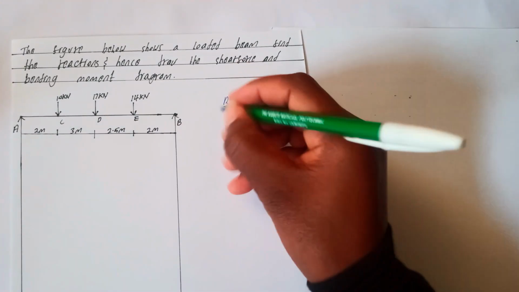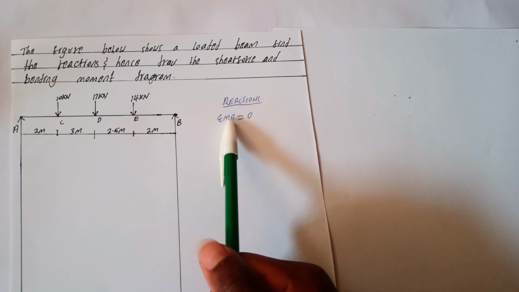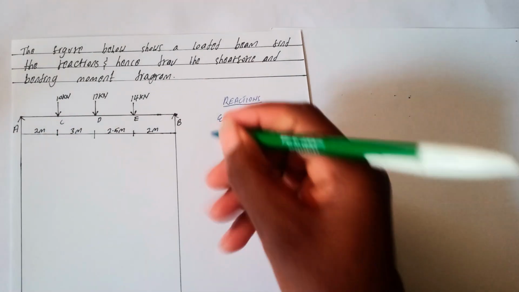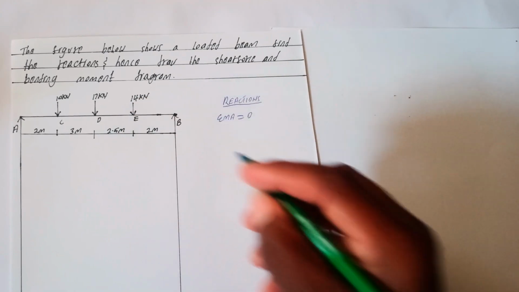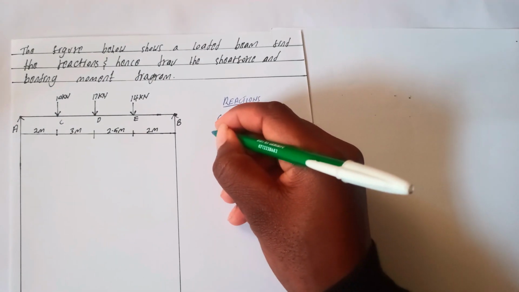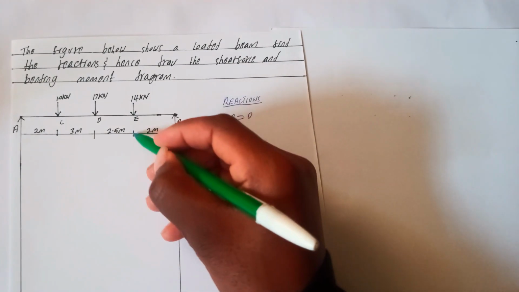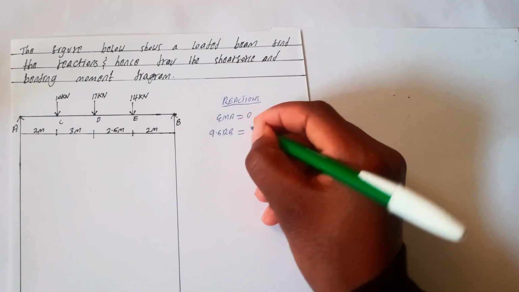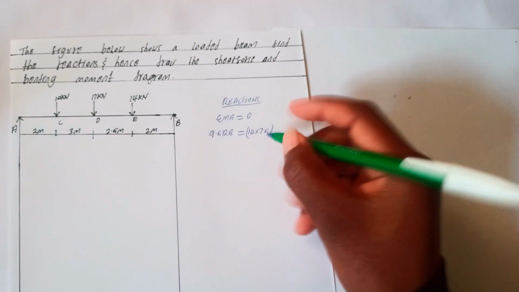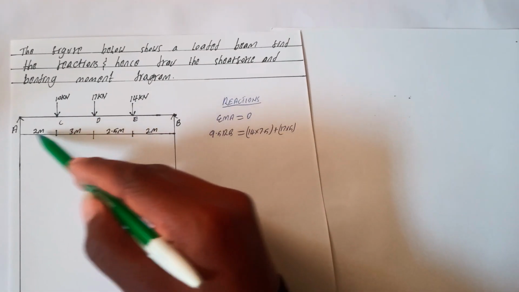I'll sum my moment at A, and moment at point B is already zero. So I'm summing moment at point A. So I have my loading 14 kN. Then I multiply with the total distance, which is 9.5. Reaction at B will be 14 times, this is 7.5. Then I have my 17 times 5. And then I add 10 times 2.